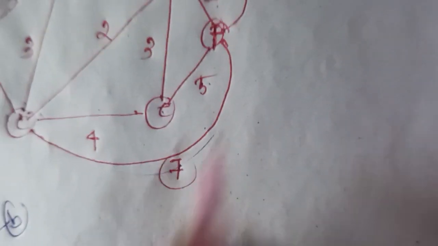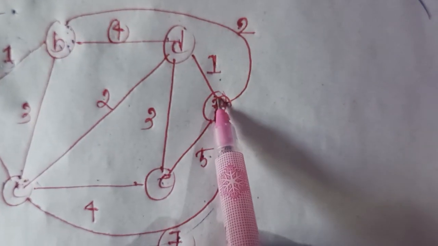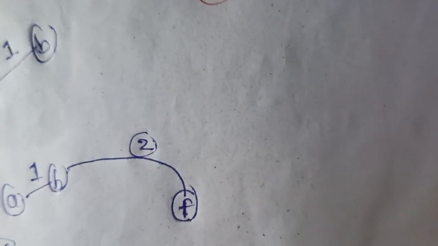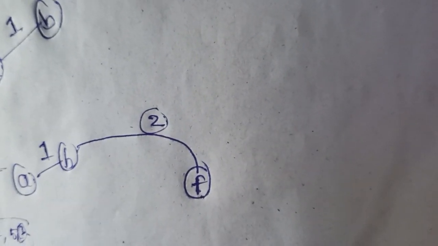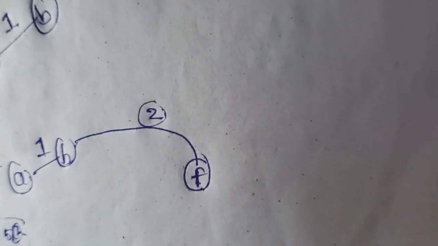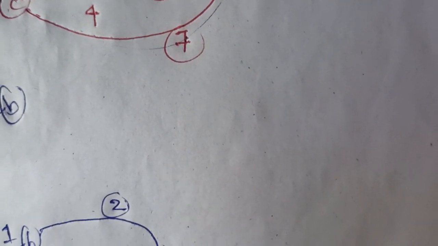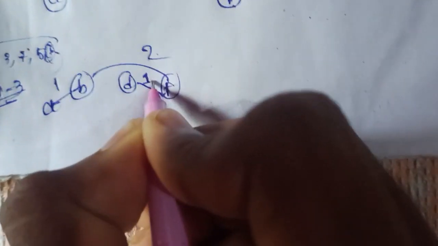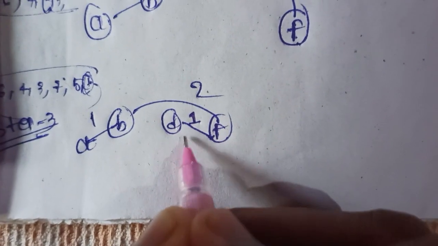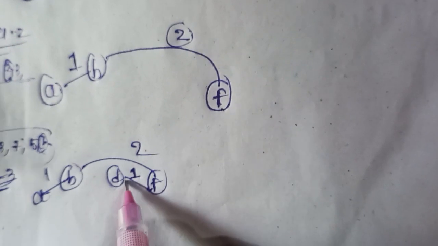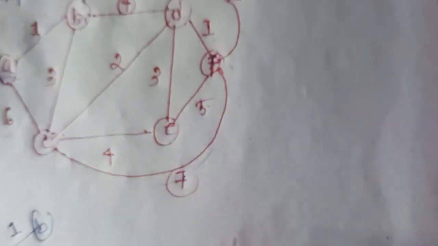So simply draw F to D, 1. Here, in step number 3, we draw A to B 1, B to F 2, F to D 1. Okay, understand? Yes or no? Okay, so this is 1. So now step number 4.